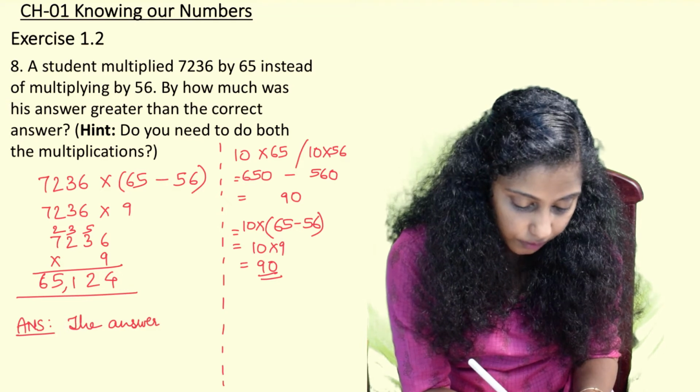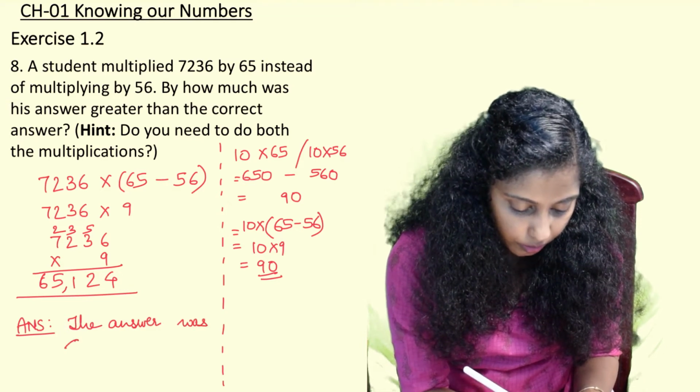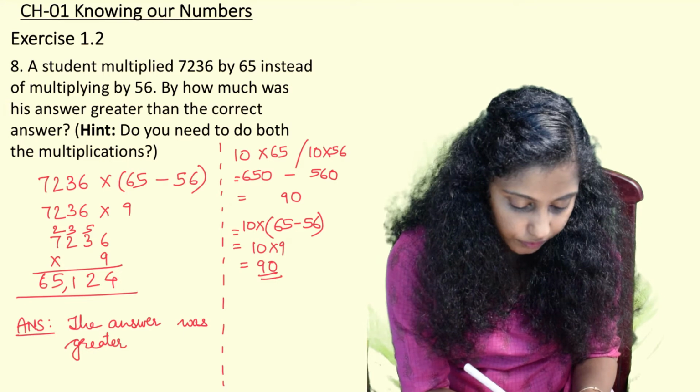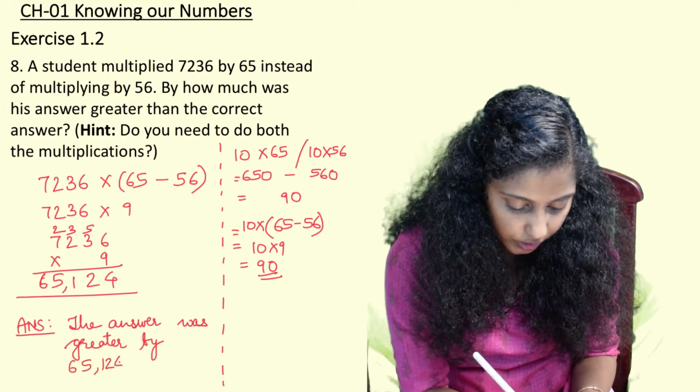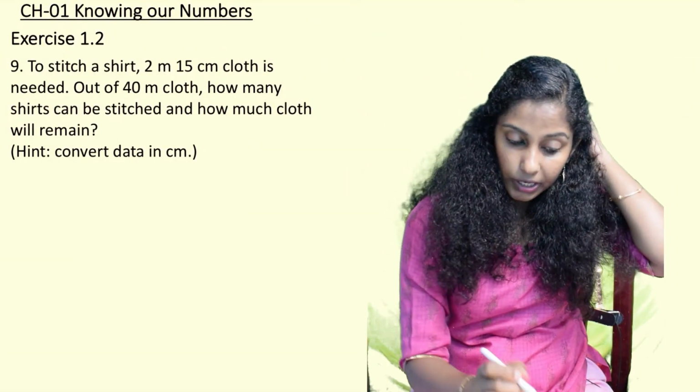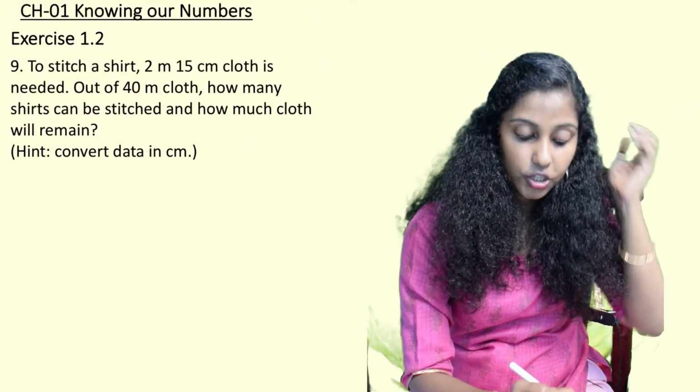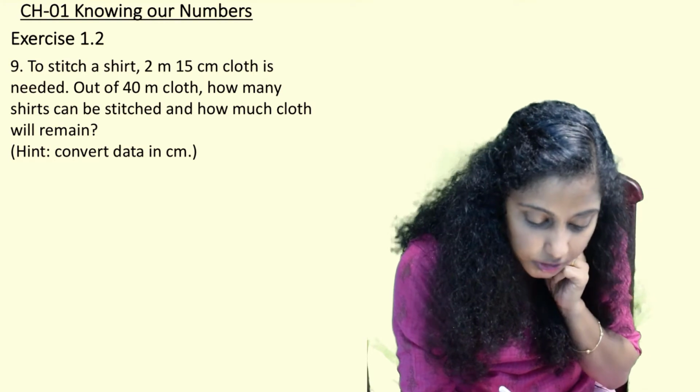The answer was greater by 65,124. Now here they have given us: to stitch a shirt, 2 meter 15 centimeter cloth is needed.